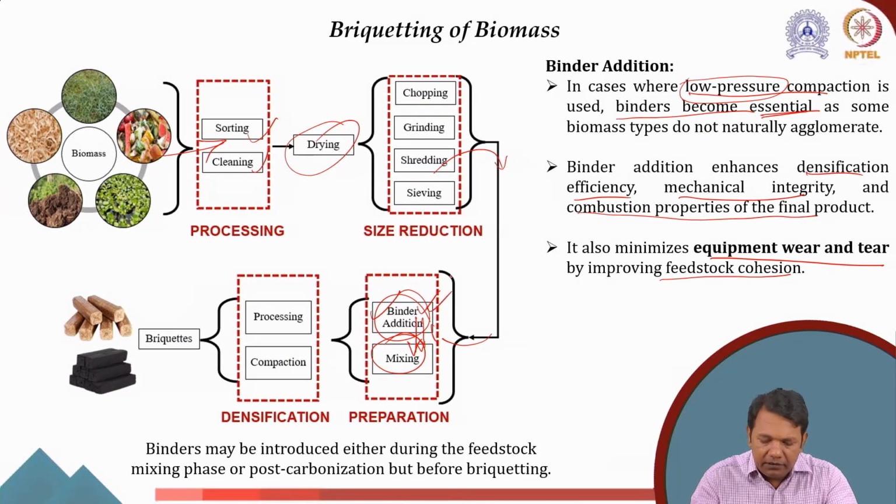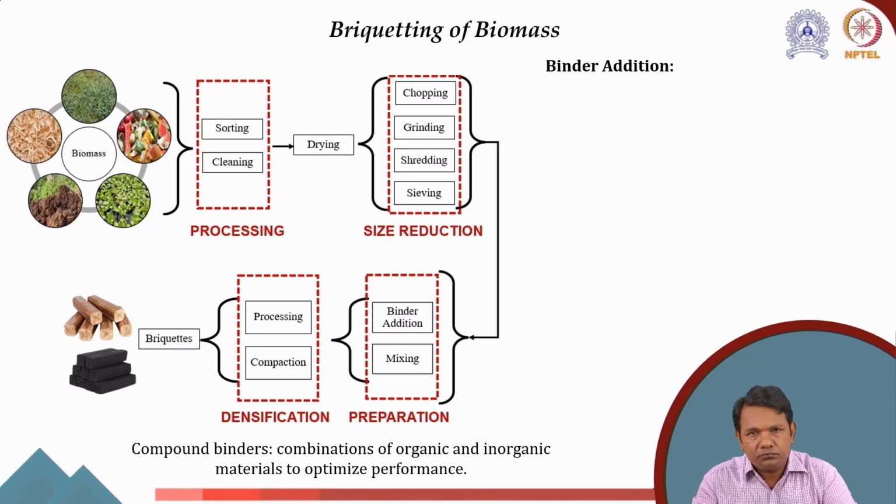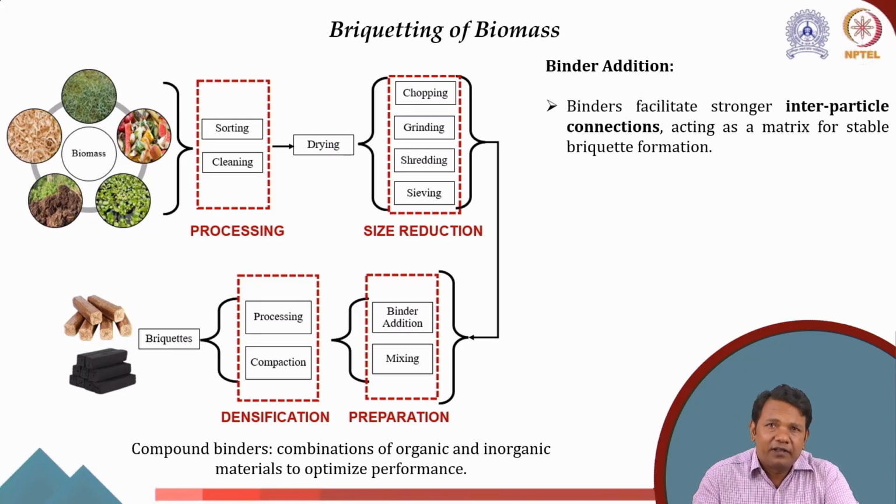So the binding and mixing are very important. For example, the binders facilitate the interparticle connections, as well as they enable the powder to get converted into the briquettes by holding them tightly together. Okay, that is called interparticle connections. Similarly, there are different types of binder which are used, but before moving to that, like I was saying, the binder facilitates strong interparticle connections, thereby acting as a matrix for a stable briquette formation.